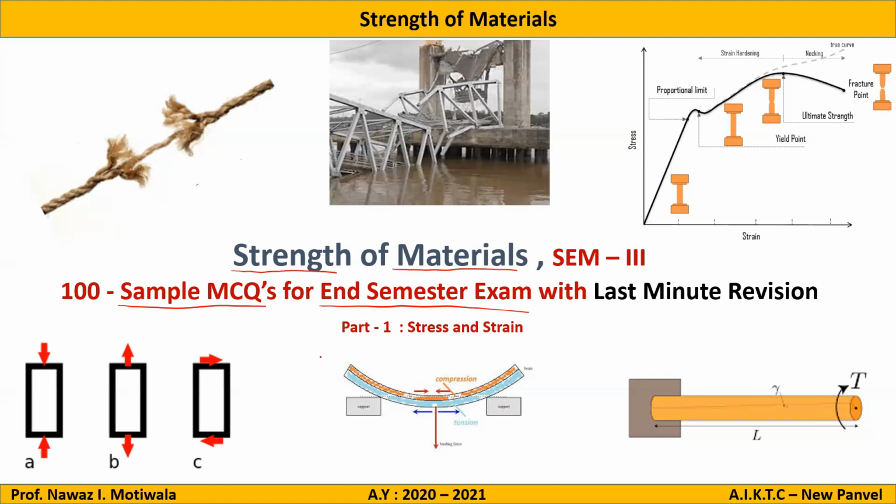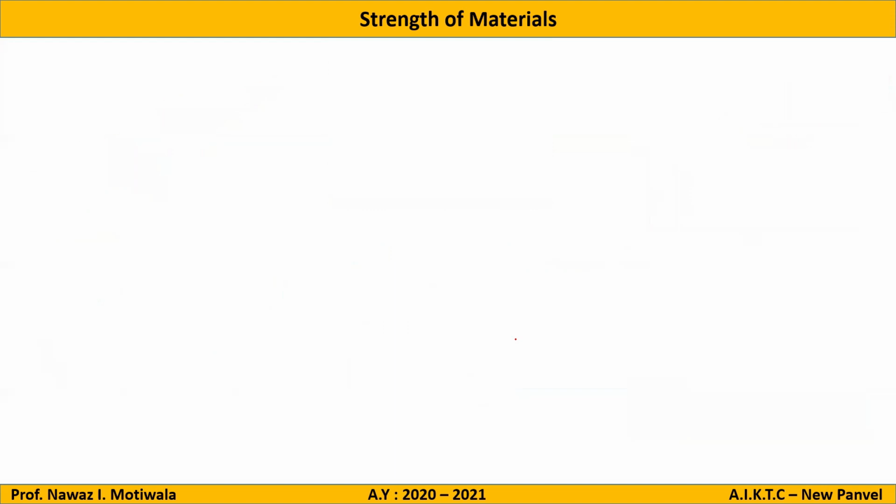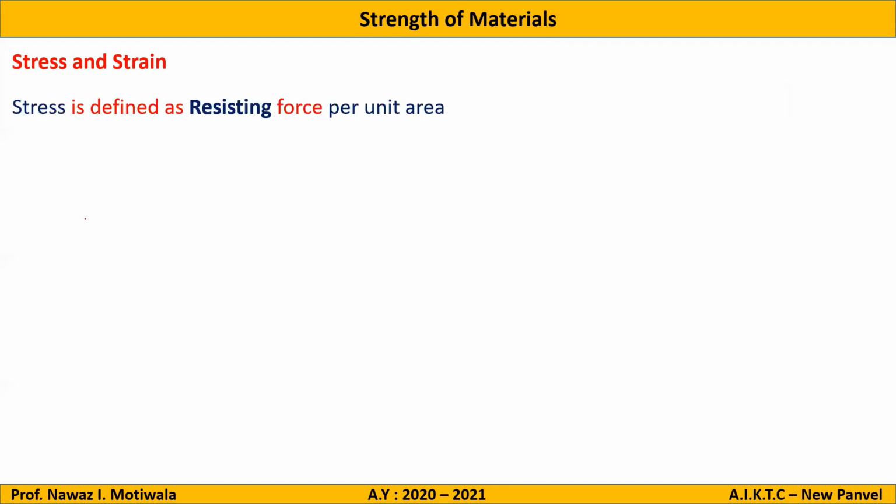So, without much ado, let us start with the first capsule of the strength of material, that is the stress and strain. Let me give you a brief of this topic, stress and strain, which I also call last minute revision, which will help you to solve MCQs as well as the descriptive part of your end semester examination. So, stress. Basically, stress is defined as the resisting force per unit area.